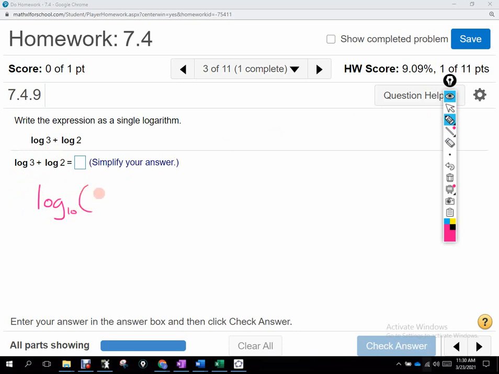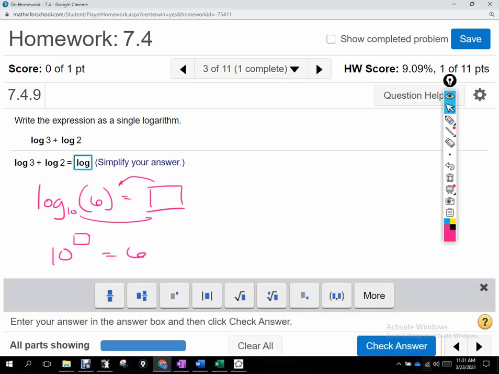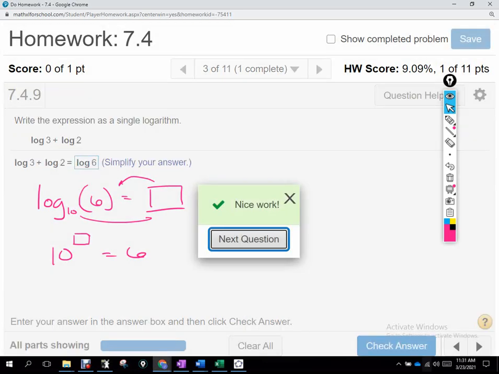10. Okay. So what am I going to do with these two numbers, 3 and 2? I'm going to write this as: 10 raised to what number will give me 6? I don't know that. It's less than 1, because 10 to the 0 will give me 1, and 10 to the first will give me 10. So it's between 0 and 1. Because I don't know, I'm just going to type in log of 6 and see what it does. Log of 6, and it says that's okay.